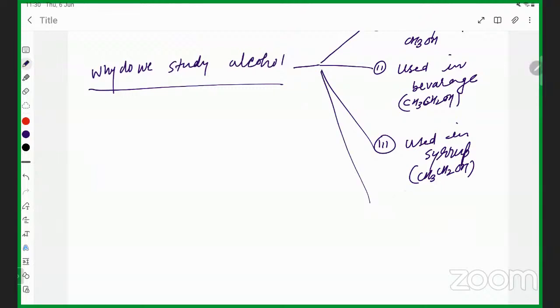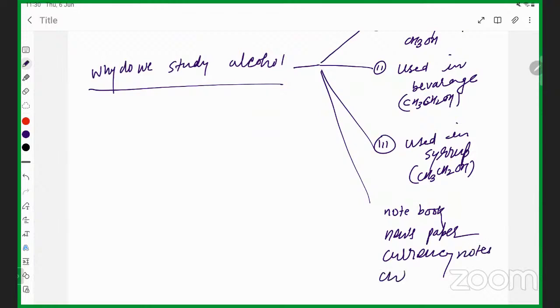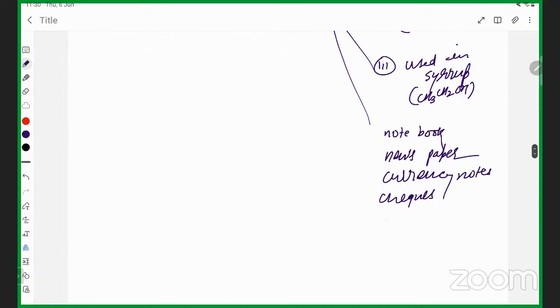Next one: if you see OH group containing compounds, like the notebook. Notebook is an OH group containing material. Newspaper, whatever you are saying, is also part of this. Currency notes, checks and certificates are also the same. So these are all made up of what? That is the alcohol only. They have the alcoholic group. Got it? Yes, sir.